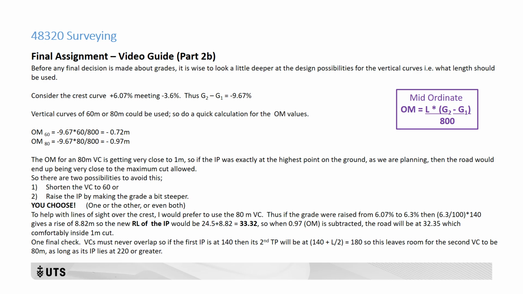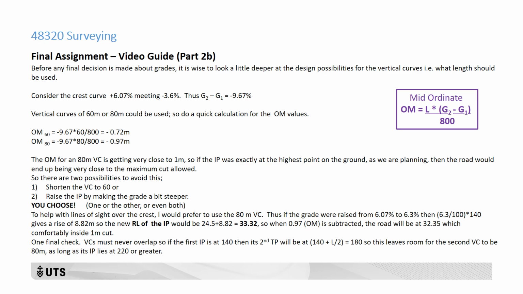So for the crest vertical curve, we've got a plus 6.07 meeting a minus 3.6% grade. So G2 minus G1 is minus 9.67. So that's fixed, the 800's fixed. The only thing that's going to change is L, the length of the curve. You're allowed to use either a 60 or an 80. Special circumstances, you could put a 40 in, but let's aim for 60 or 80. So OM for a 60 is minus 0.72. OM for an 80 metre curve would be minus 0.97.